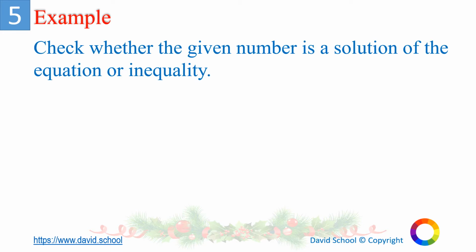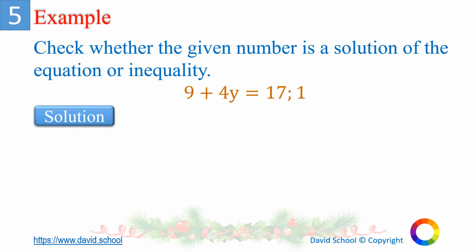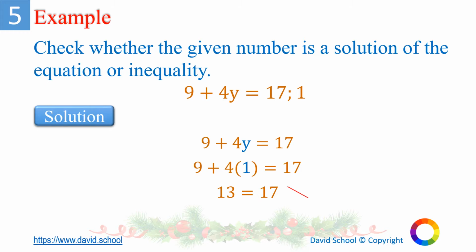Check whether the given number is a solution of the equation or inequality. 9 plus 4y equals 17. It's given 1 is a solution. Let us see whether 1 is a solution or not. In order to do this, simply substitute 1 for y. 9 plus 4 is 13 equals 17, which is wrong. Therefore, y equals 1 is not a solution of the given equation.